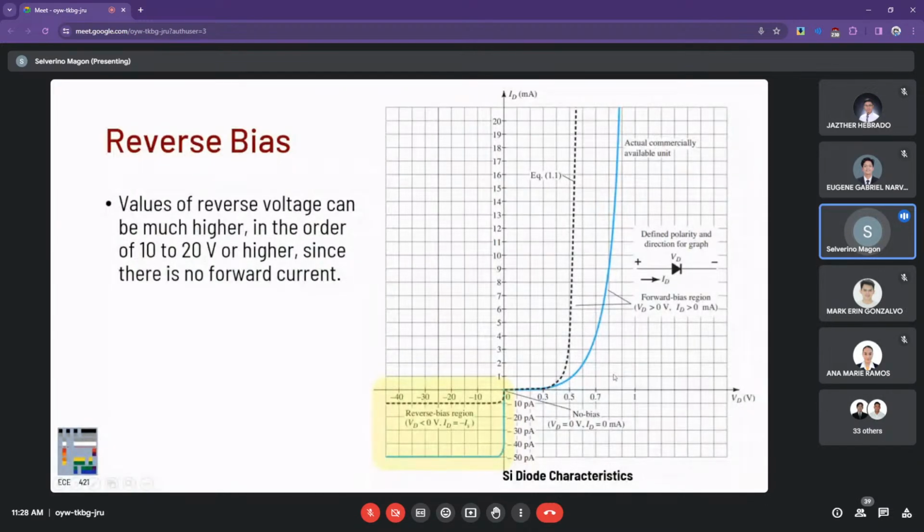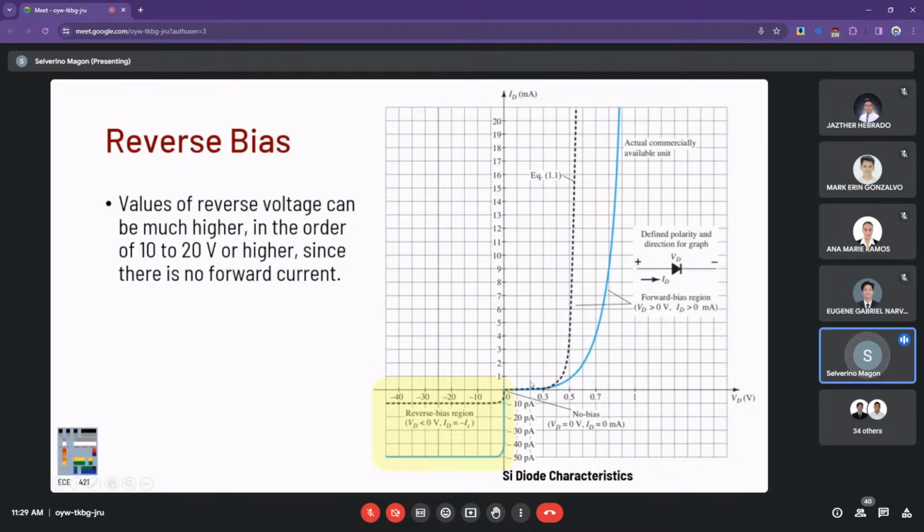Earlier we've seen the forward active or forward bias region in the upper right side of our plot. Now, shaded here in yellow is the reverse bias region. If we contrast the responses, if we apply positive 0.3, in the case of a germanium diode, we have a current of some milliamps.